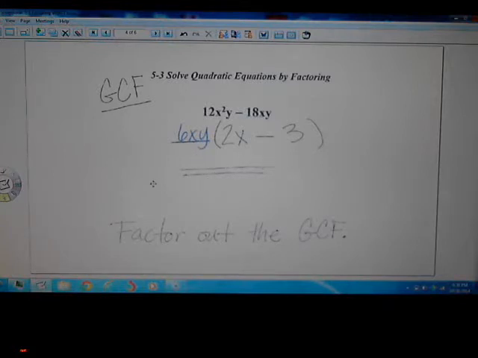Maybe this slide should have come first because it's GCF. It would have made the other one make more sense. Probably.